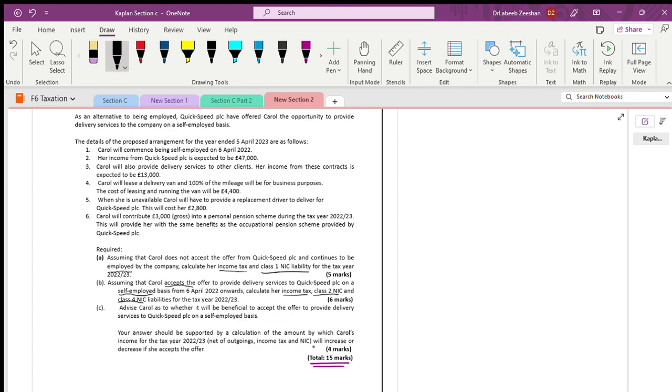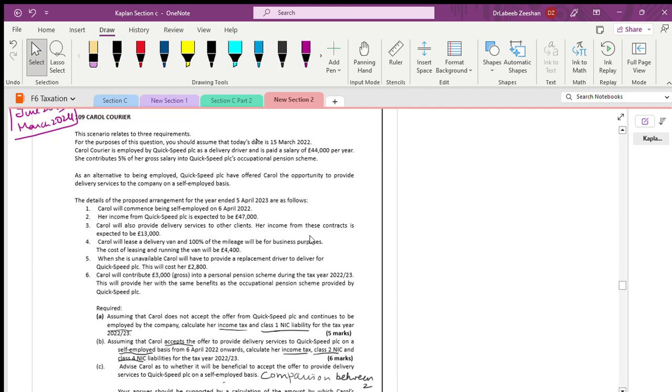Advise Carol whether it will be beneficial to accept the offer to provide delivery services. It means you have to make a comparison between the two options. Your answer should be supported by calculations of the amount by which Carol's income for the tax year, net of outgoings, income tax and NIC, will increase or decrease if she accepts. We have to see in which option she gets the higher amount of income, and that option has to be selected.